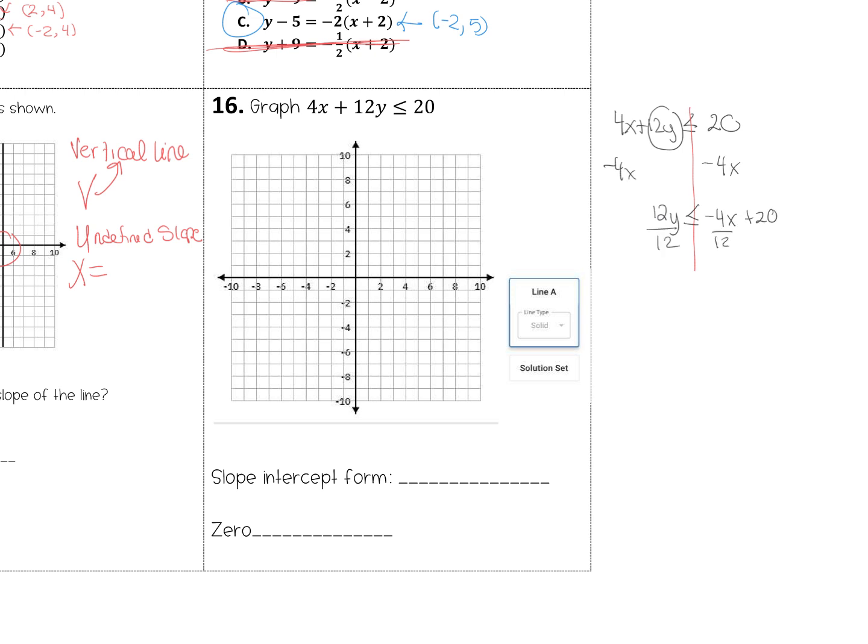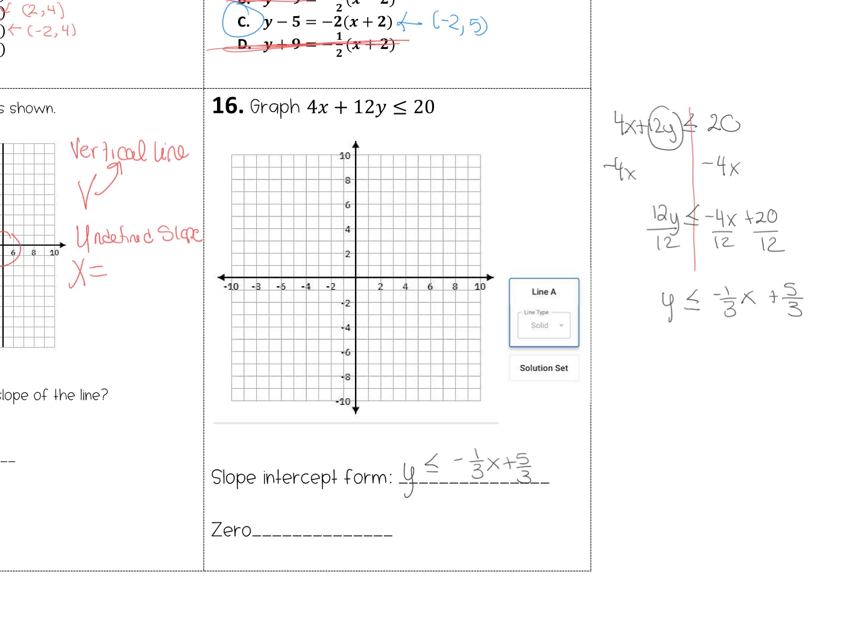Divide everything by a 12. Y is less than or equal to, if you type -4 divided by 12 in a calculator, you get -1/3 x. And then if you type 20 divided by 12 in a calculator, you will get 5/3. So my slope-intercept form is y is less than or equal to -1/3 x plus 5/3.